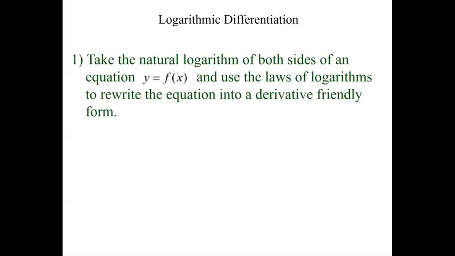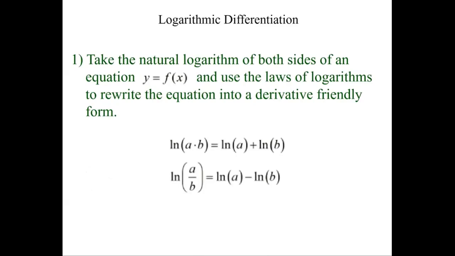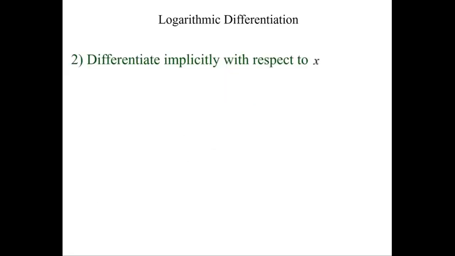First, take the natural logarithm of both sides of the equation y equals f of x and use the laws of logarithms, specifically the product to sum law, the quotient to difference law, and the exponent to multiplier law to rewrite the function. Second, differentiate implicitly with respect to x. And lastly, solve the resulting equation for y prime, or dy over dx.